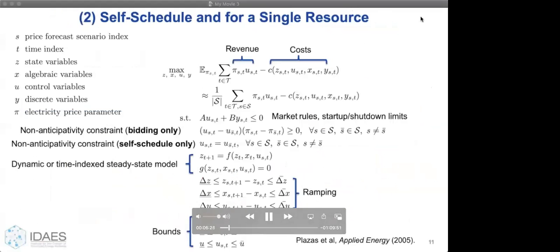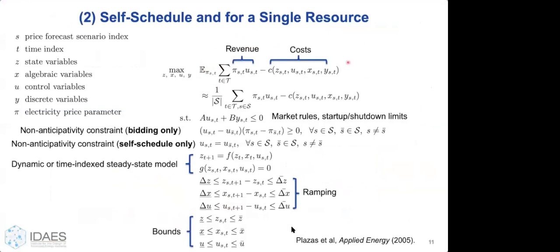The optimization problems are shown here. The goal is to maximize the expected value of revenue minus costs, which can be approximated with scenarios. This is subject to market rules and some integer decisions and start-up and shutdown constraints, dynamics, ramping, and bounds.